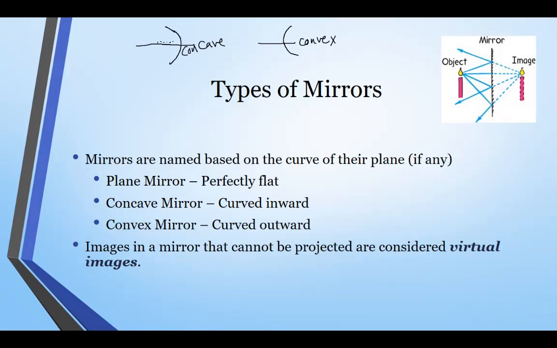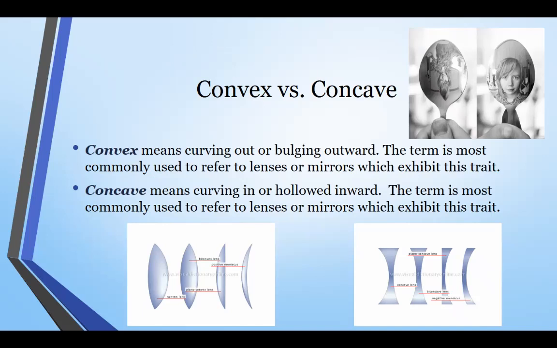Images in a mirror that cannot be projected are considered virtual images. So this is a term that's going to keep coming up. Make sure that you're clear and you understand concave, convex, real, and virtual. Convex again means bulging outward or curving out. This is most commonly used to refer to lenses or mirrors which exhibit this trait, but there are mirrors as well.